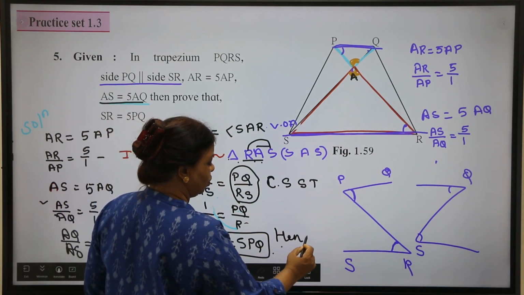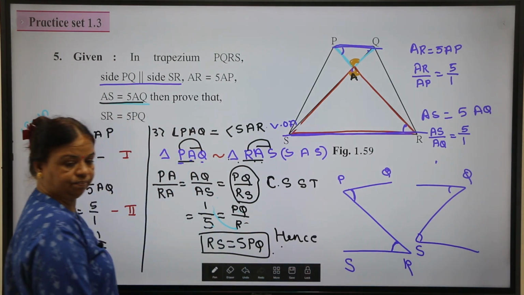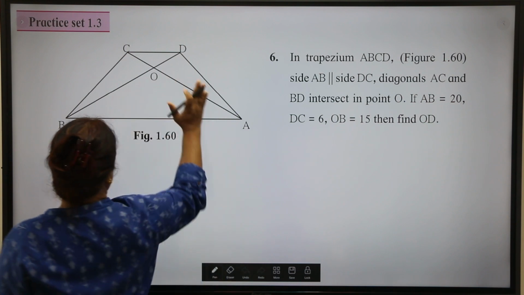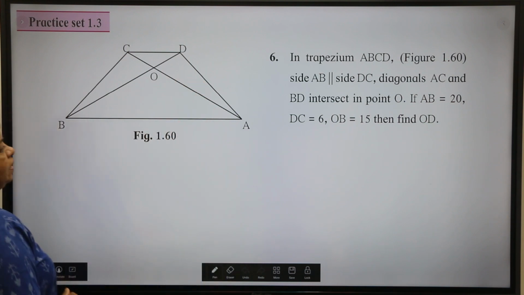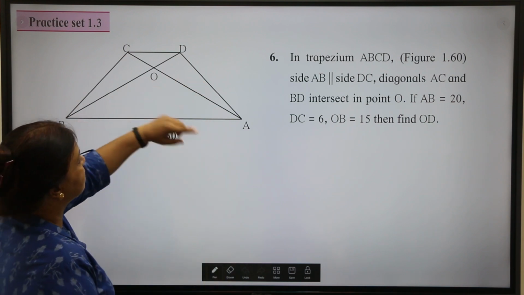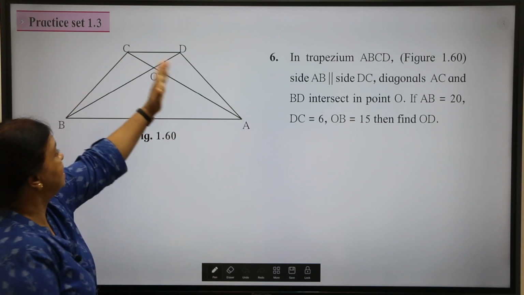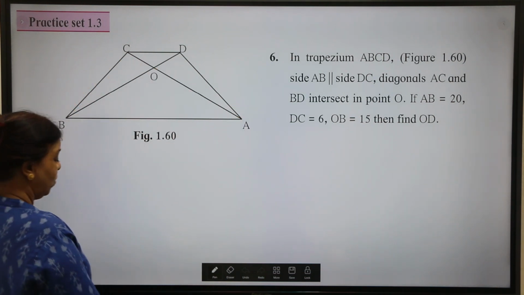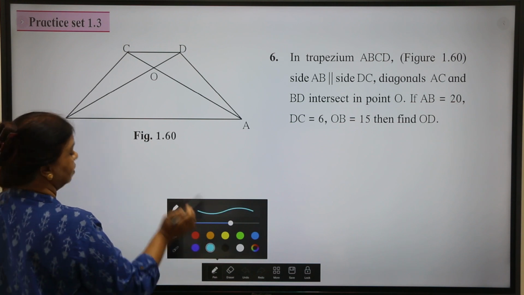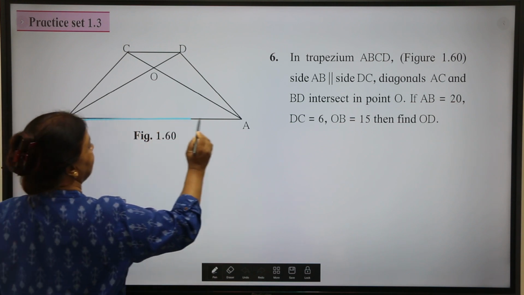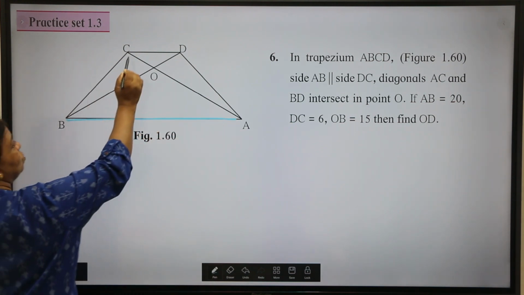Children, you can pause and you can solve the sum. Question number 6, you can see children here. ABCD is a trapezium. ABCD is a trapezium where AB, this is line AB, is parallel to CD.